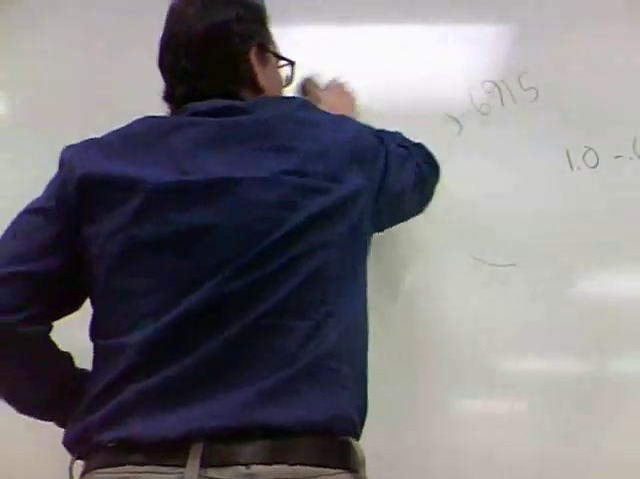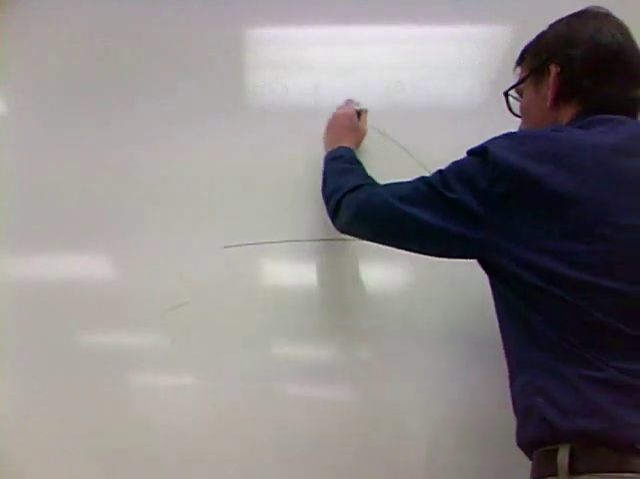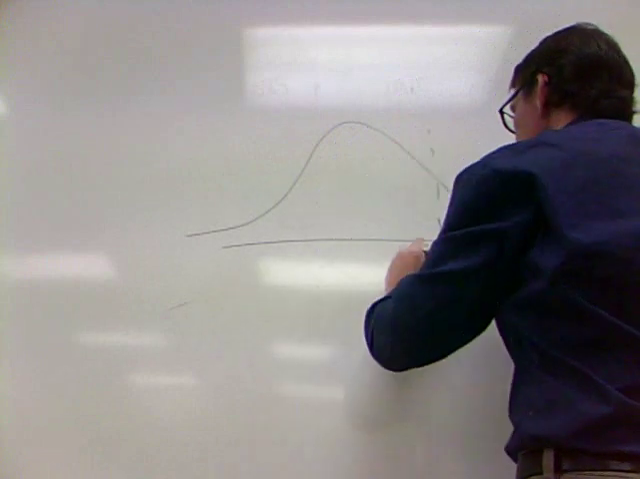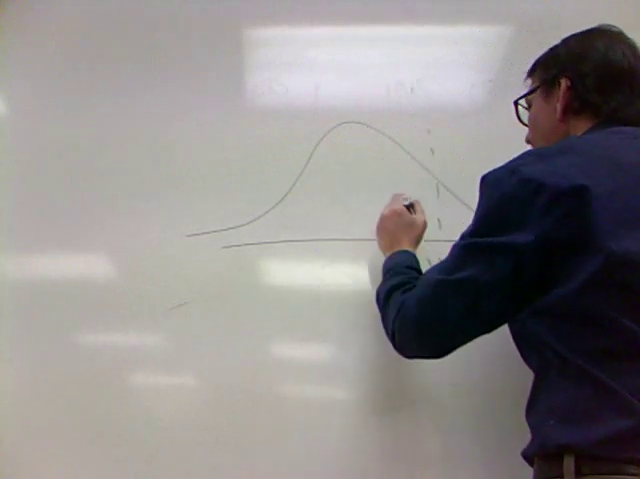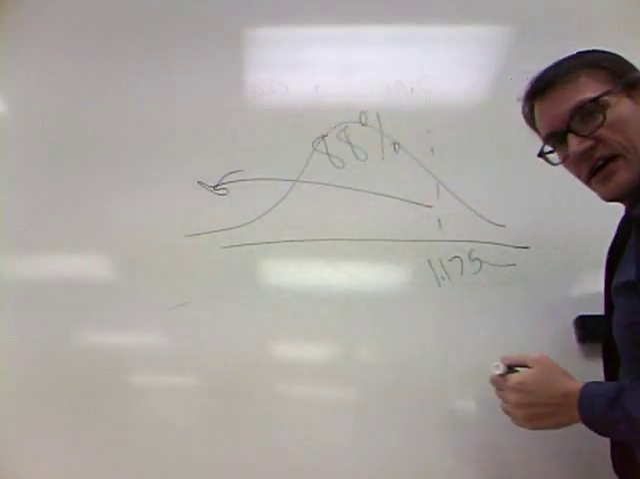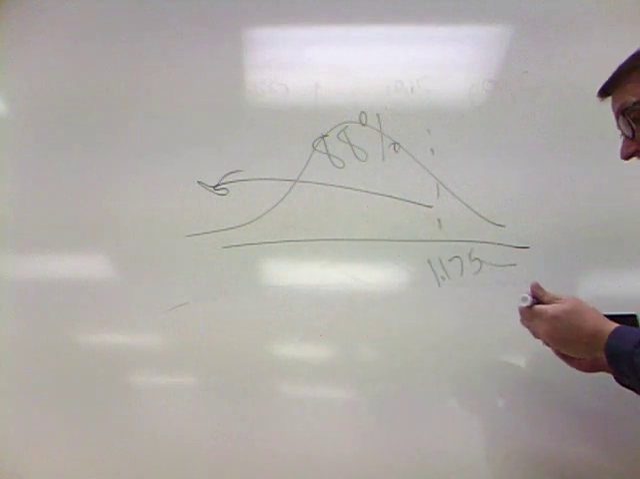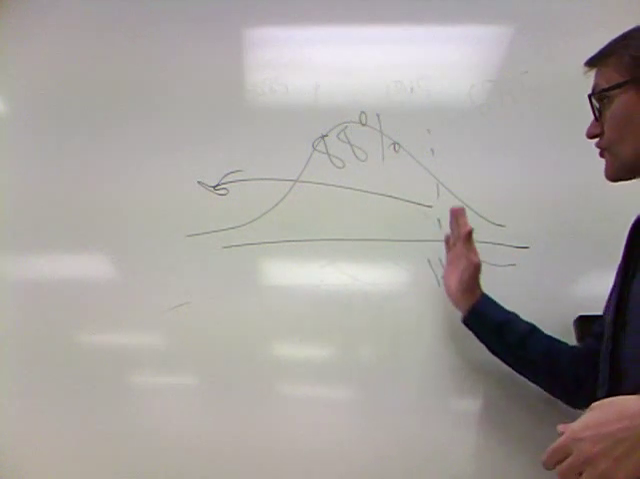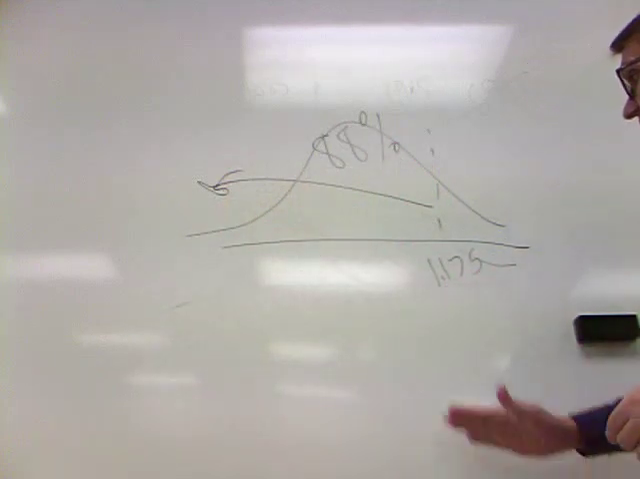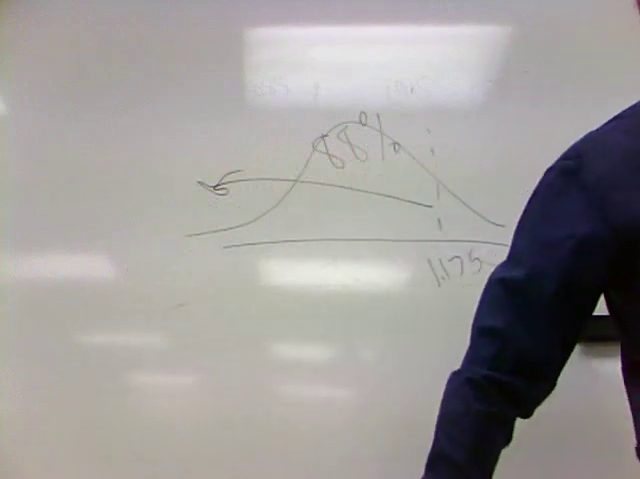Are you watching? Okay, it goes like this. At a z-score of 1.175, 88% of scores fall in that direction. That's what we just looked up. That is the information that we got out of the chart. 88% fall to the left of 1.175. 1.175 is at the 88th percentile. Okay, 88th percentile. Beautiful.